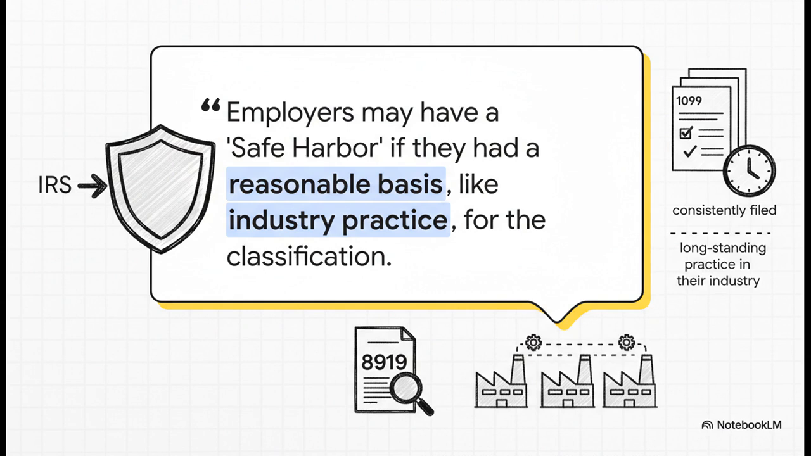And employers have another powerful defense they can use. It's called the Section 530 safe harbor. Basically, if a company can prove they had a good reason for treating you like a contractor, maybe it's been the standard in their industry for decades, and they were diligent about filing all the required 1099 forms, the IRS might actually back off and be prevented from reclassifying you.